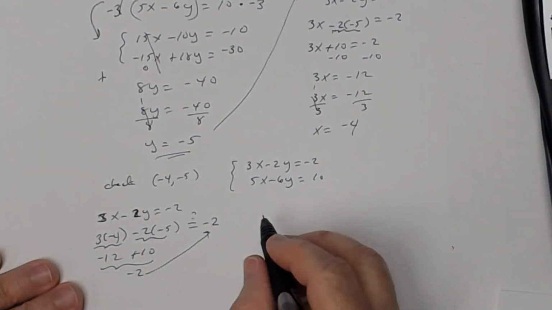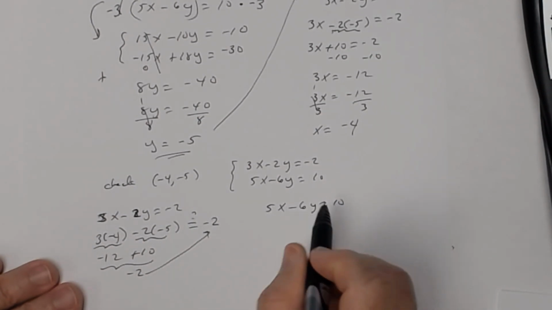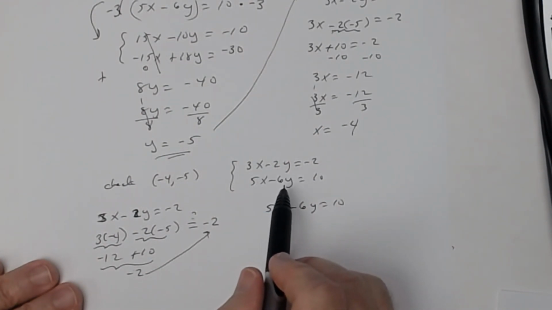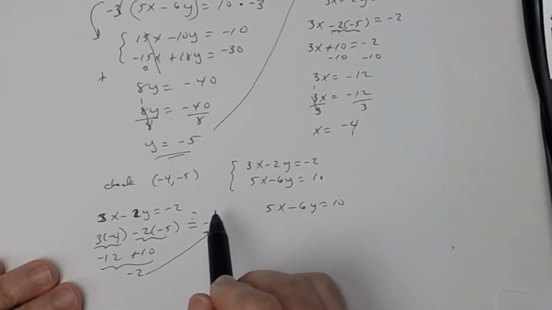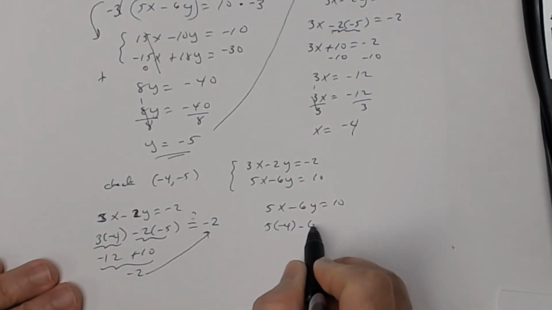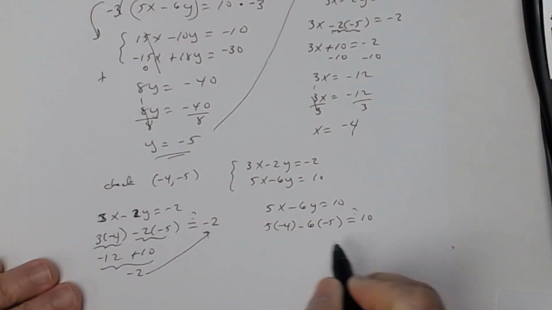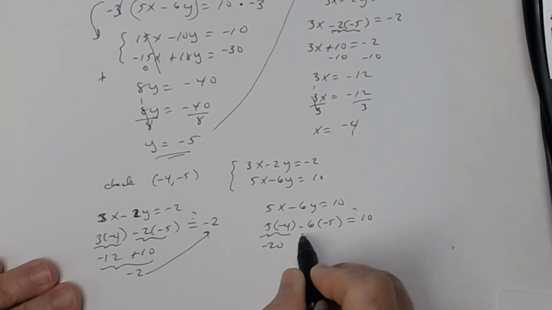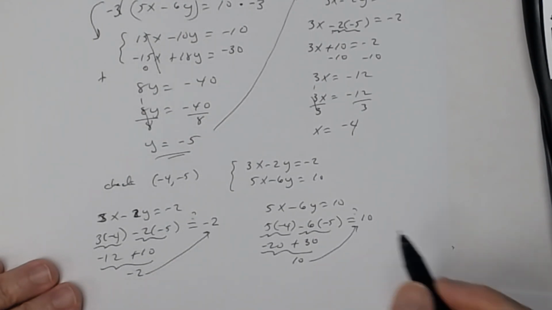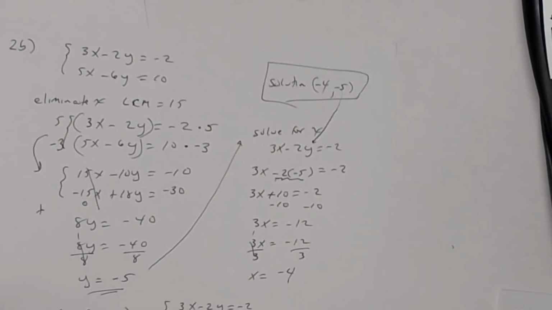But you got to check the other one. Don't just check one of them. 5x minus 6y equal 10. So remember, you're finding the solution satisfies both. So you got to check to make sure that it actually satisfies both. So we get 5 times x, x is negative 4, minus 6 times y, which is negative 5. And you want to see that's going to equal 10. 5 times negative 4 is a negative 20. Negative 6 times negative 5 is a positive 30. Negative 20 plus 30 is a positive 10, and that's what you wanted. So what you found is that the solution is indeed negative 4, negative 5.